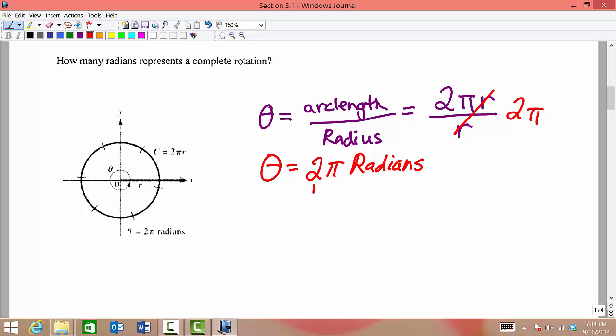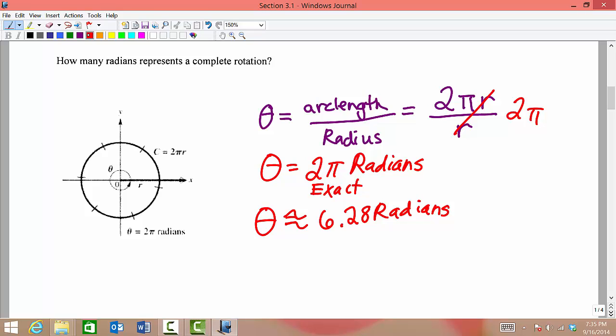Now this would be the exact value. If I wanted to find an approximate value for that, we know that pi is approximately 3.14. So 2 times 3.14, our approximate value would be 6.28 radians. And that represents a complete rotation all the way around our circle. So that would be our angle measured in radians.